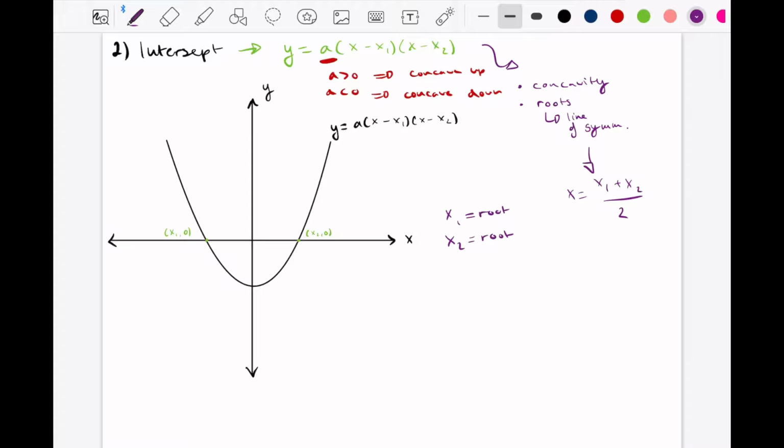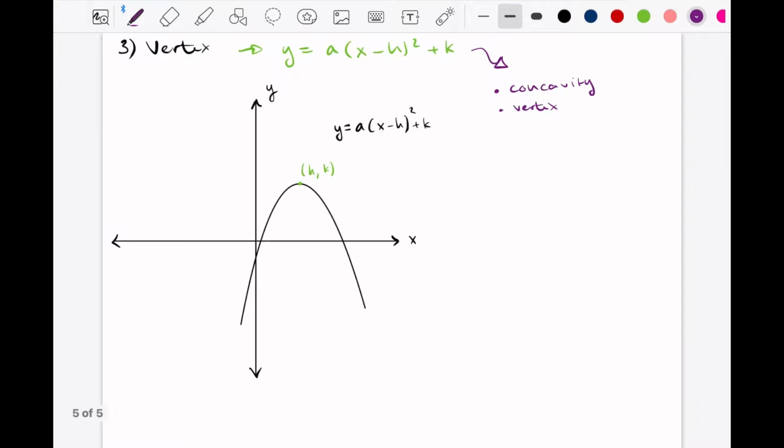So we can represent the line of symmetry as the point x equals (x1 + x2) divided by 2, where x1 and x2 are the two roots, because the line is going to be right in the middle, so in this case, right here. Now, last but not least, let's move on to the vertex form.